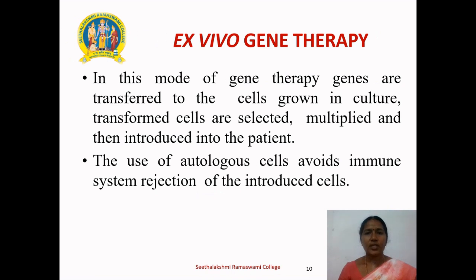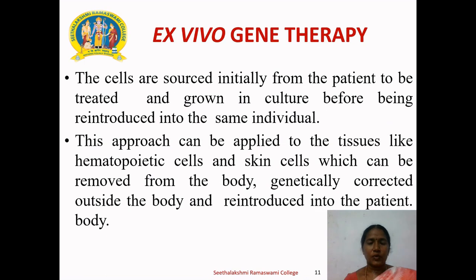In ex vivo gene therapy, the genes are transferred into cells grown in culture, and the cells are selected, multiplied and introduced into the patient. This type of cell will avoid rejection by the human system. Here, the cells are sourced initially from the patient to be treated and grown in culture before being reintroduced into the same individual. This approach can be applied to tissues like hematopoietic cells and skin cells, which can be removed from the body.